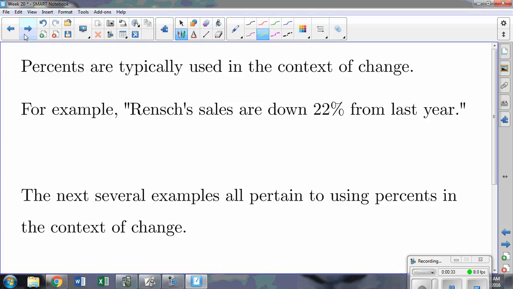Classic example: Wrench's sales are down 22% from last year. The NBA's collective bargaining agreement will grant players 80% more money than the previous collective bargaining agreement. Anytime something changes, you can keep track of the quantity of change using a percent. All of these examples, 6, 7, 8, 9, 10, 11, they're all about keeping track of that change.